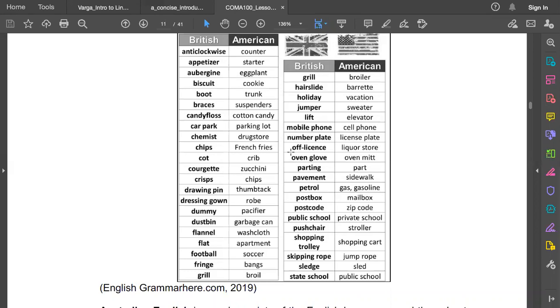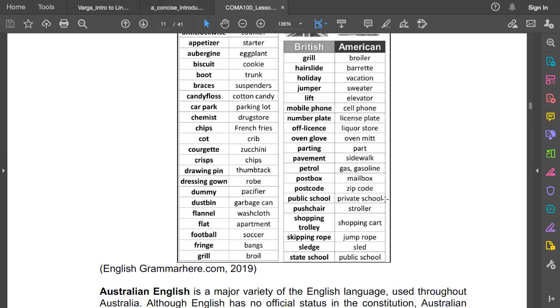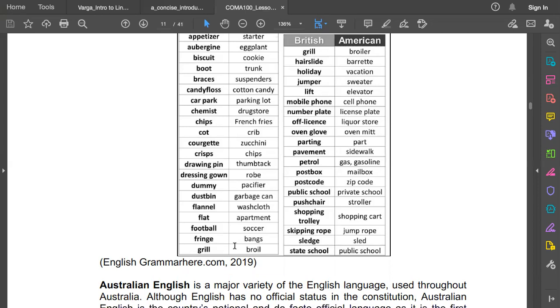Oven mitt is oven gloves. Part is parting. Sidewalk is pavement. Gas or gasoline is petrol. Mailbox is postbox. Zip code, postcode. Private school, public school. Stroller is pushchair. Shopping cart is shopping trolley. Jump rope is skipping rope. Sled is sledge. Public school is state school. There. So we continue the Australian English next meeting.